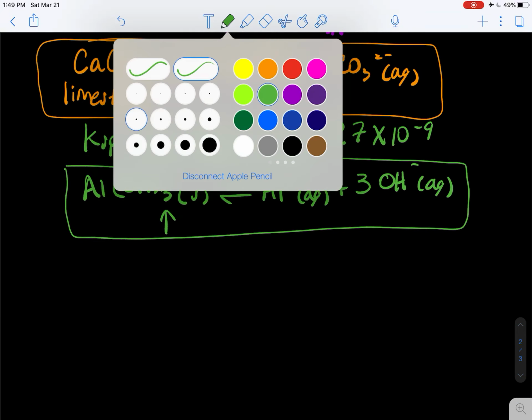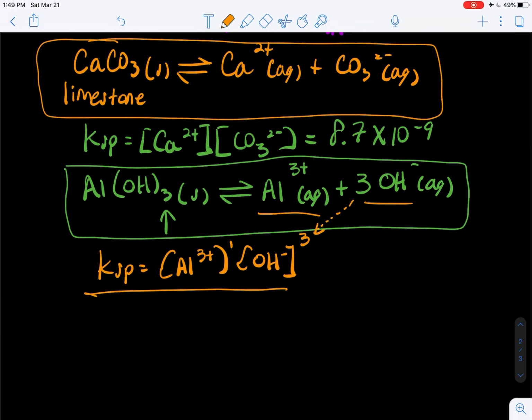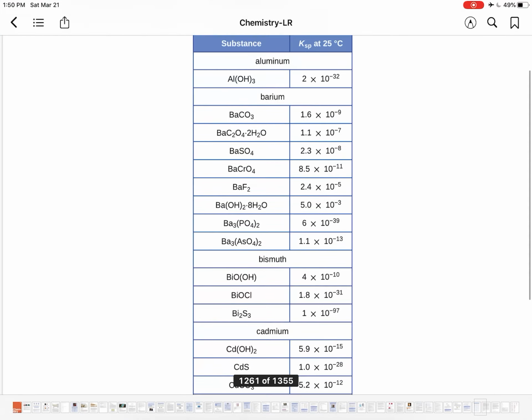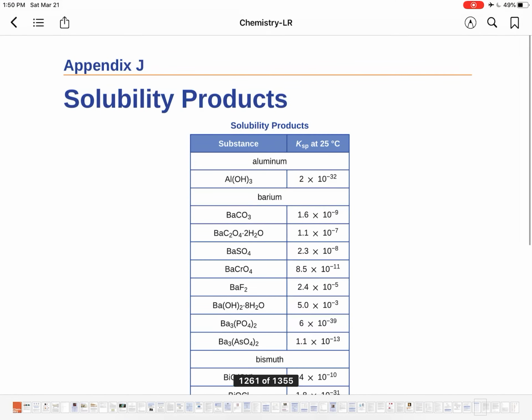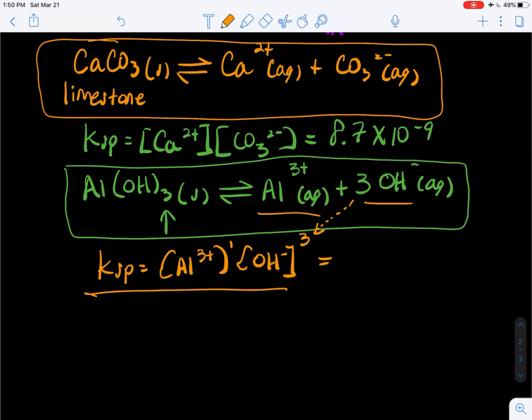Now, the KSP for this is going to be mathematically equal to products over reactants, right? So aluminum, we just have one of those, so that's technically to the first power. And then we have hydroxide here, and there's 3 there, so we need to use the 3. Okay, so what is that value equal to? Let's look in Appendix J. And aluminum hydroxide, there it is, 2 times 10 to the minus 32. This is a very, very insoluble substance.